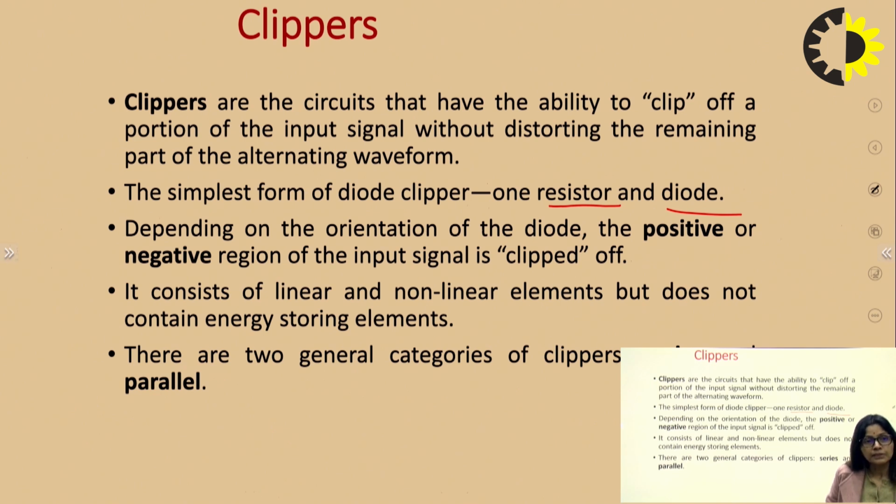The clippers are of two types: positive clipper and negative clipper. If the clipper is clipping off the upper portion of the waveform at the positive side, then it is a positive clipper, and if it is clipping the negative part of the waveform, then it is said to be the negative clipper. There are so many non-linear and linear components in the clipper circuit. It has a linear component like resistance, and a non-linear component like diode.